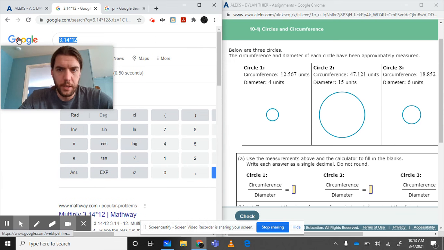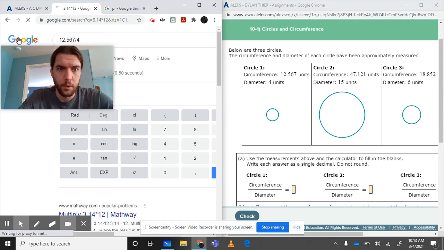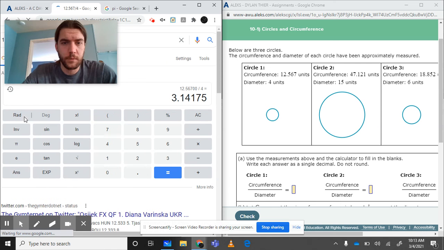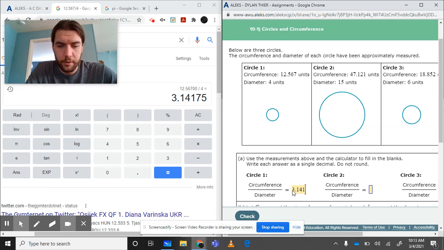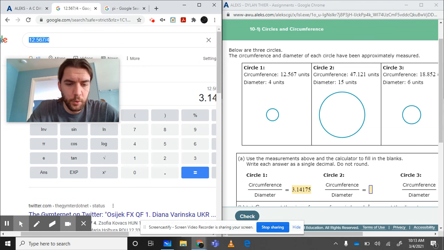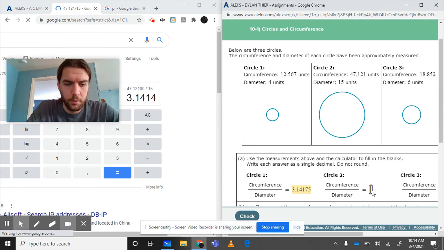So for this first one, I'm going to take my circumference of 12.567 and divide it by 4. And I get 3.14175. It says write each answer as a single decimal, do not round. Okay, 3.14175. Next one, they're giving me 47.121 units divided by a diameter of 15. And we're going to get 3.1414.